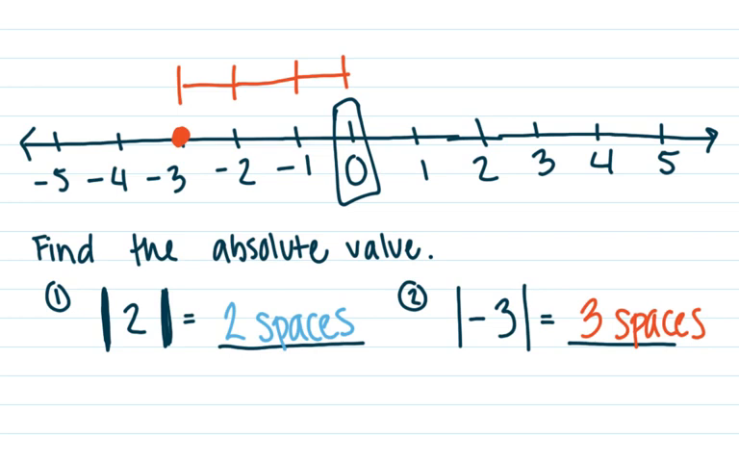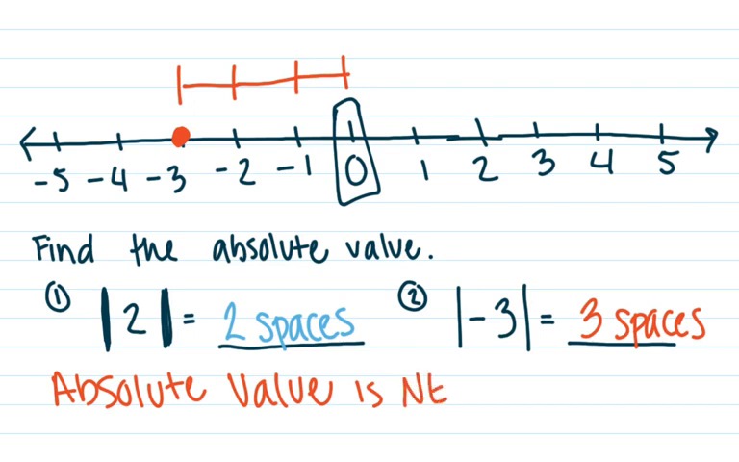Now notice that on both of these answers, these absolute values, that distance was positive. And so that's a big connection to make: absolute value is never negative. Absolute value is always a positive amount of spaces. When I talk about the distance you travel, you don't say, oh, well, I live negative 3 miles from school. No, you say, I live 3 miles from school. That's the distance you live from school. And so absolute value is never negative. It is going to be a positive quantity and amount.